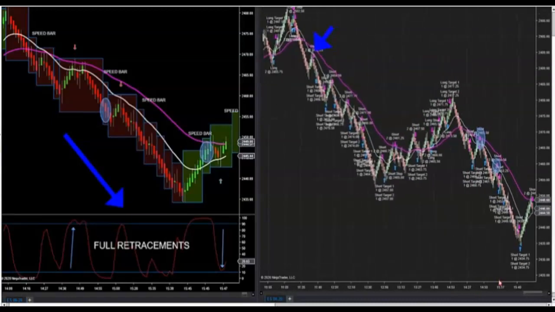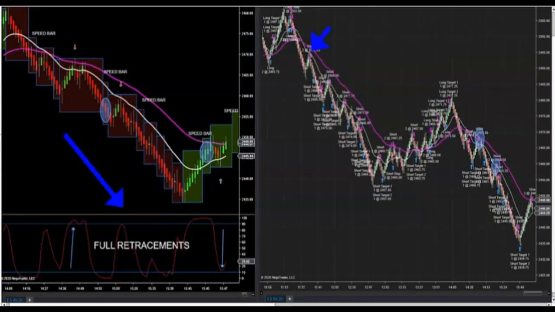So basically, that's how you can do it. This system is going to come out to you looking for all full retracements. Now you can narrow it down even further. So we know how to trade the system by itself.